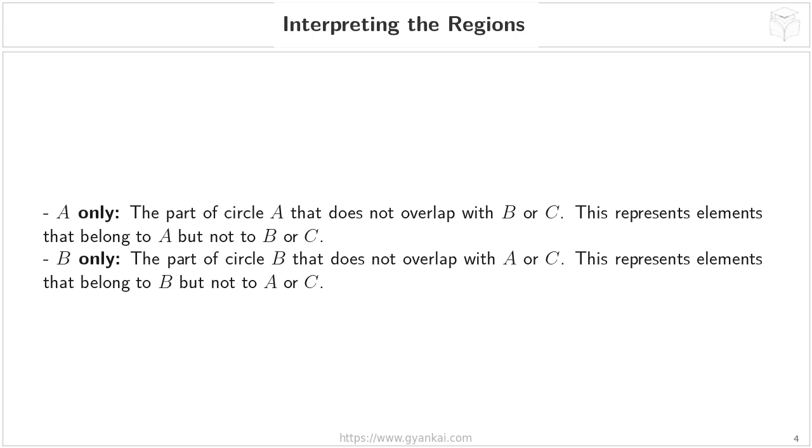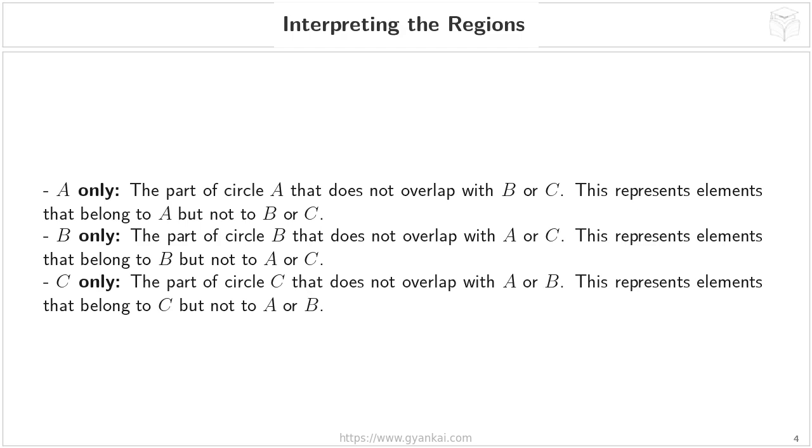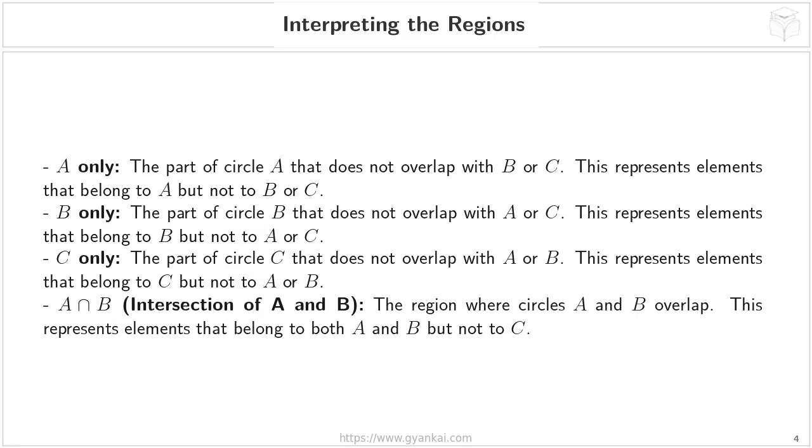Next, we have B only. This is the same idea, but for set B. It's the part of the B circle that doesn't overlap with A or C, meaning it contains elements that are exclusively in set B. And similarly, C only represents the portion of the C circle that doesn't overlap with A or B, elements unique to set C. Now let's move on to the overlapping regions.